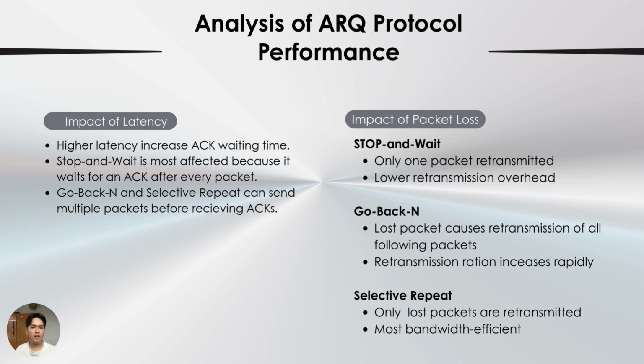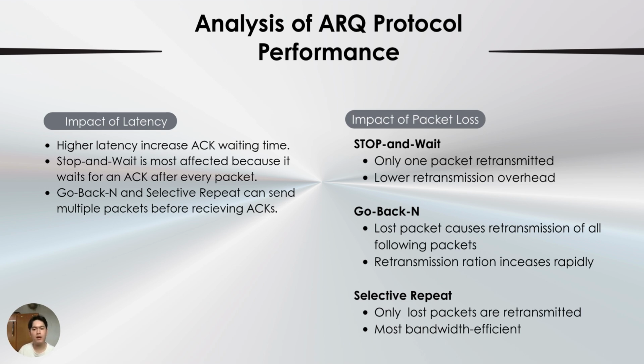So this is the analysis of the ARQ protocol performance. There are four impacts. First is the impact of the latency. When the latency increases, the delay experienced by all protocols also increases. Stop and wait is the most affected because every packet transmission requires waiting for an acknowledgement. The higher the latency, the longer the sender remains idle. Go back N and selective repeat are less affected because they can keep multiple packets in transit at the same time. Packet loss also has a major impact on the performance.